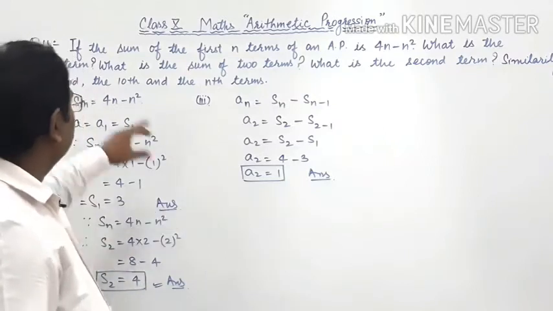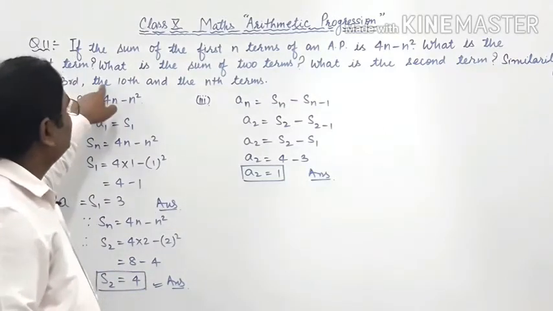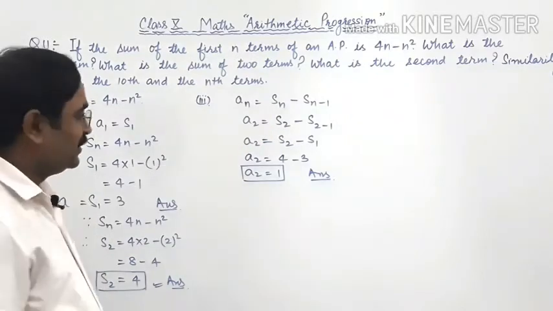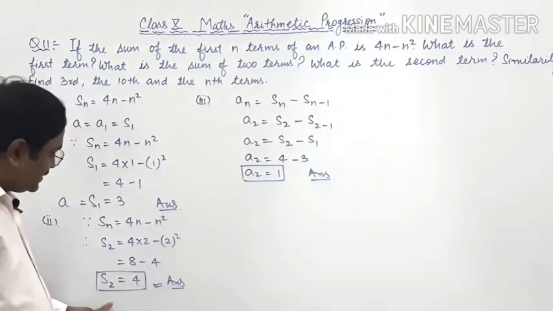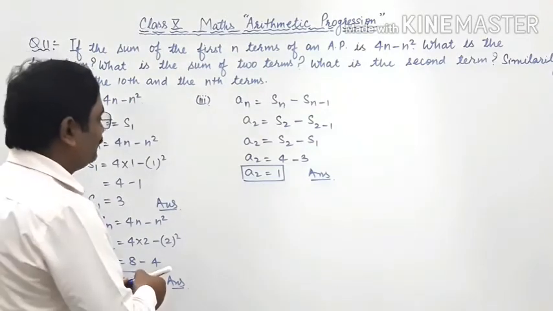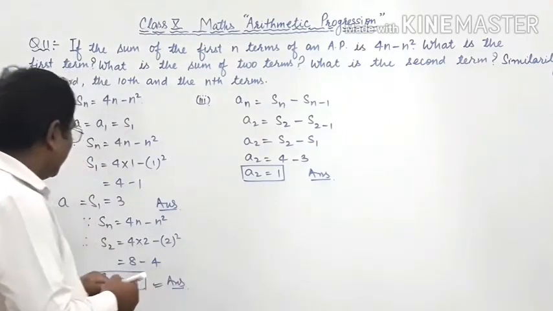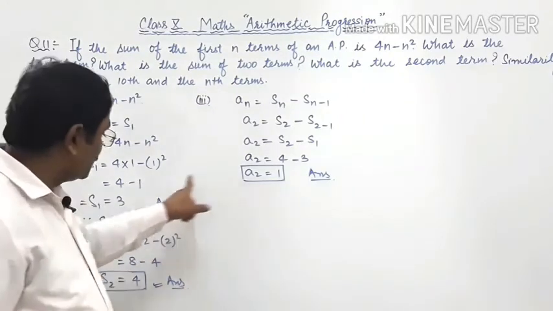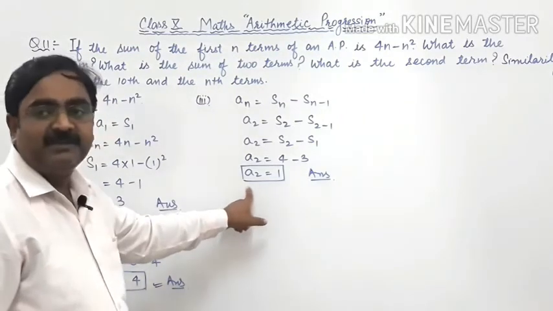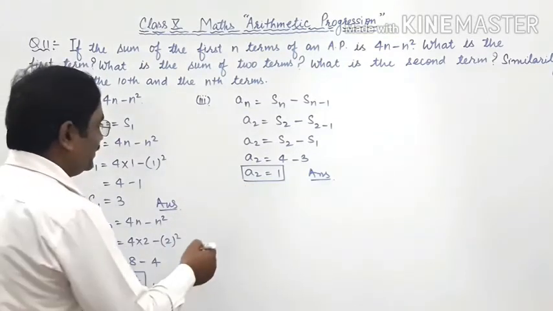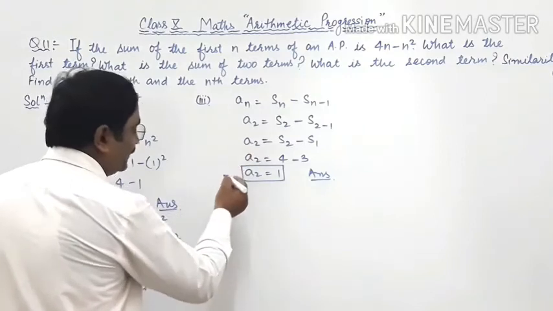Also it is asking, similarly find the third term, find the 10th term and nth term also. So as it is asking the third term, similarly we have to find out the third term. As you know that first term is 3, second term is 1. So let us find out its third term. So A3 we need to find.